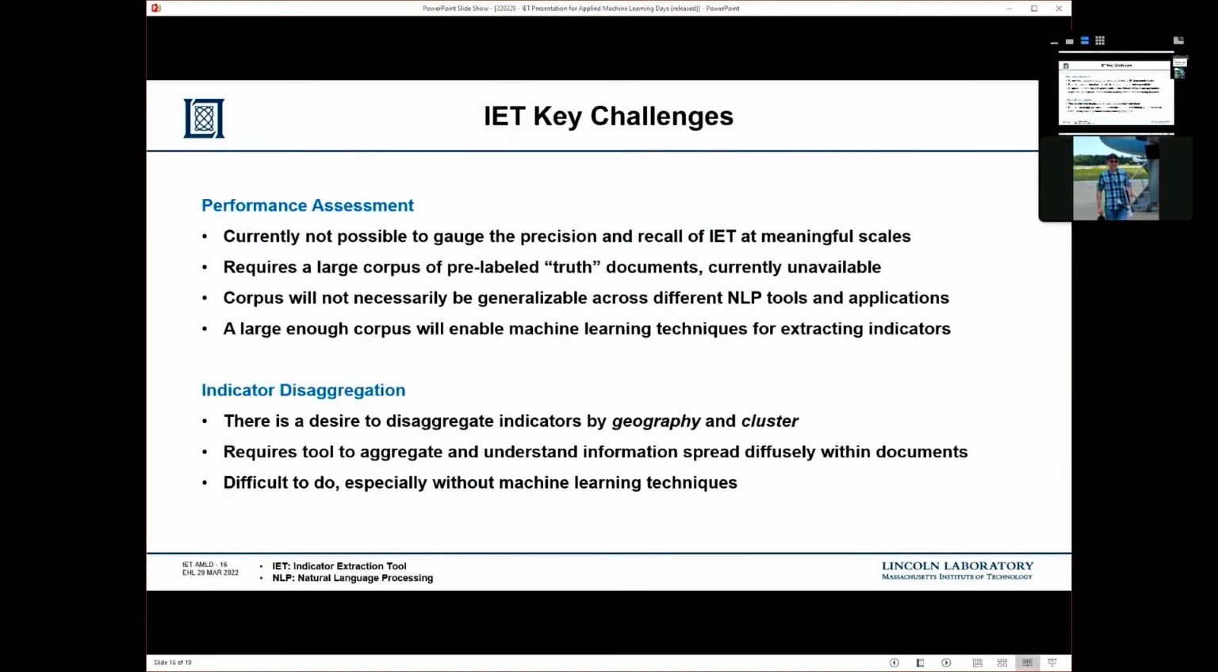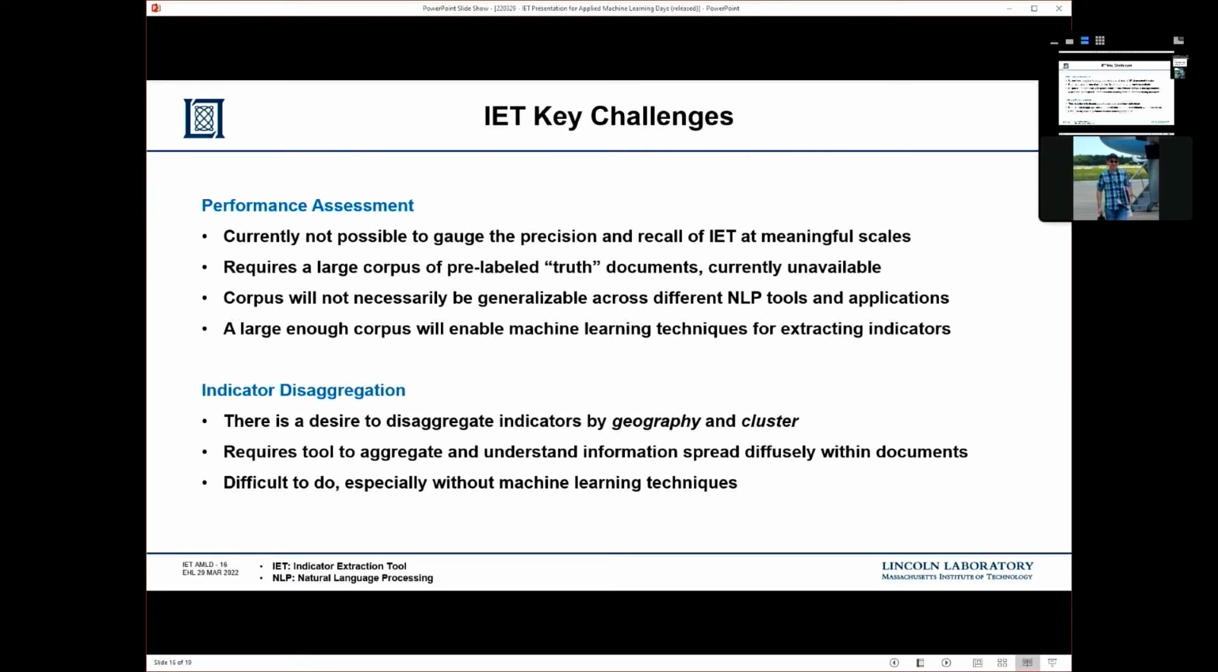Now, in our experience, this method works fairly well in a limited way, and there are 2 important challenges that we face that are worth noting here. First one is, it's currently not possible in any kind of meaningful way to systematically judge the performance of the indicator extraction tool. I mean, we can get a sense for how well it's doing based on looking at a small sampling of documents and showing analysts its performance in that regard. But in terms of its precision and its recall over large bodies of documents, at the moment we can't do that.